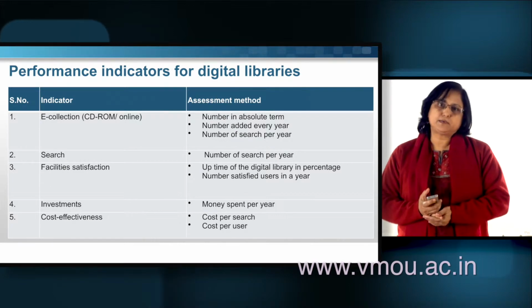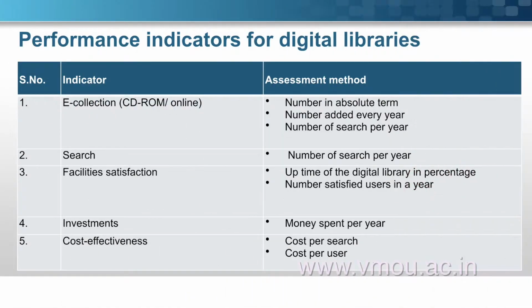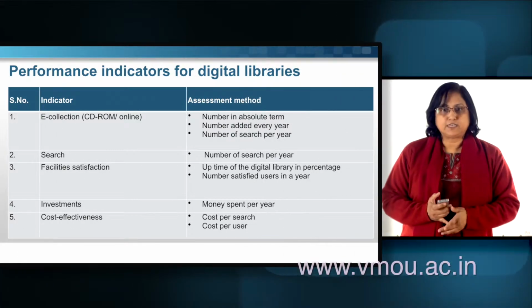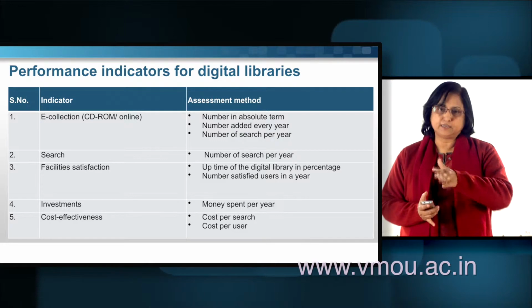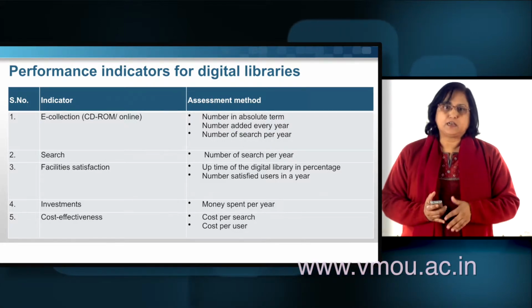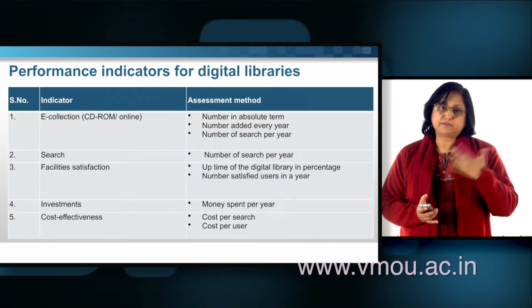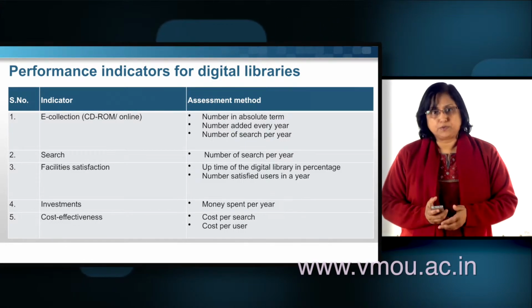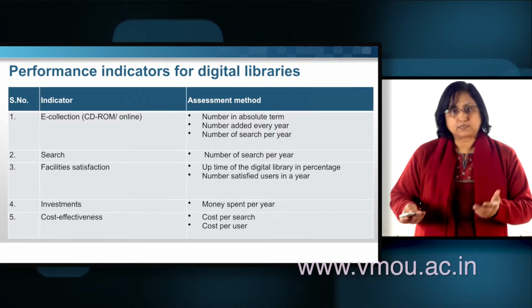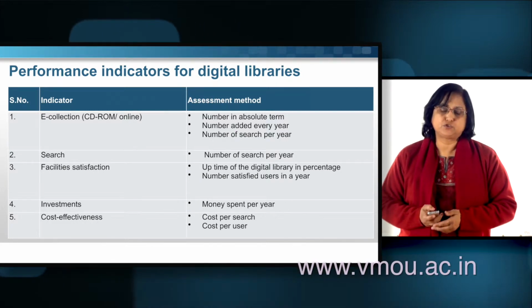These are some of the performance indicators for digital libraries that one can use for assessing or evaluating a digital library. So mainly if we talk about e-collection, then the number in absolute terms, number added, a kind of quantitative assessment. Search facilities, how many searches there are, again a quantitative analysis. Facilities and satisfaction, this is something which is subjective. Investment made and return on investment, that needs to be looked into. Cost effectiveness, that is cost per search, cost per user, that needs to be looked into.